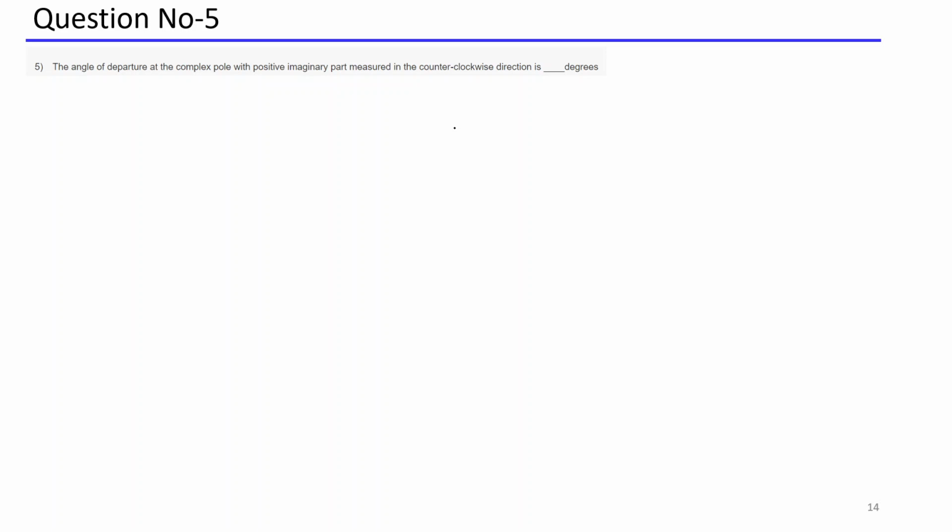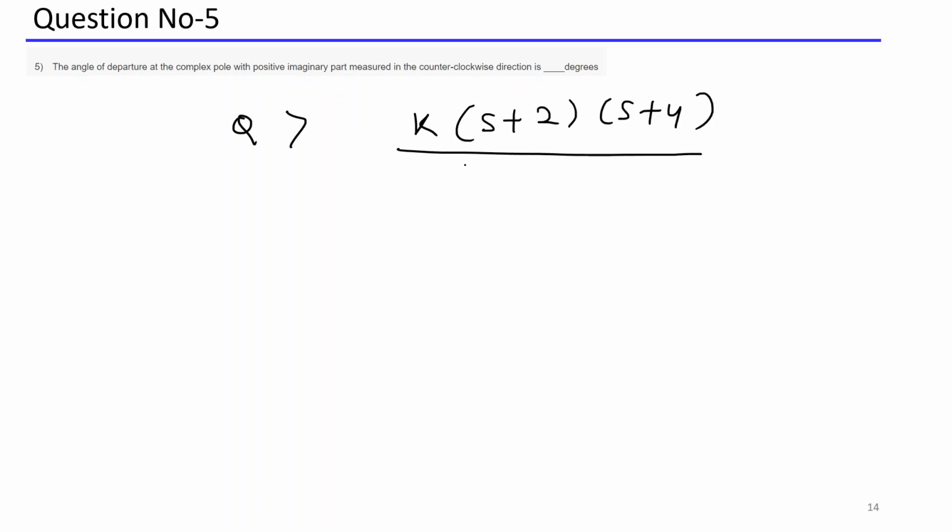Let me give an example and I will solve it. Let me give a question. This question is given by (s plus 2)(s plus 4) divided by s square plus 2s plus 2.